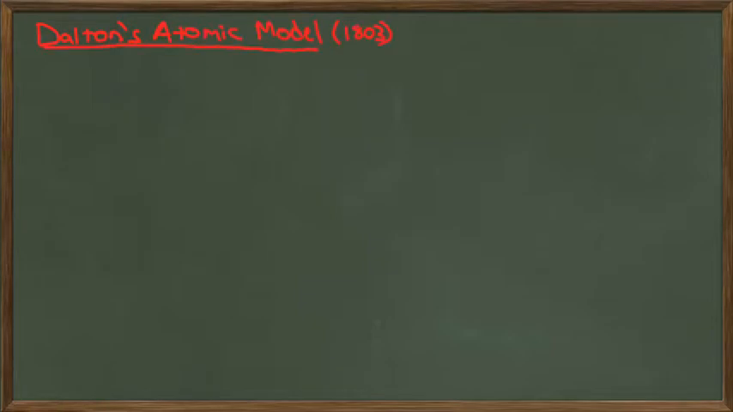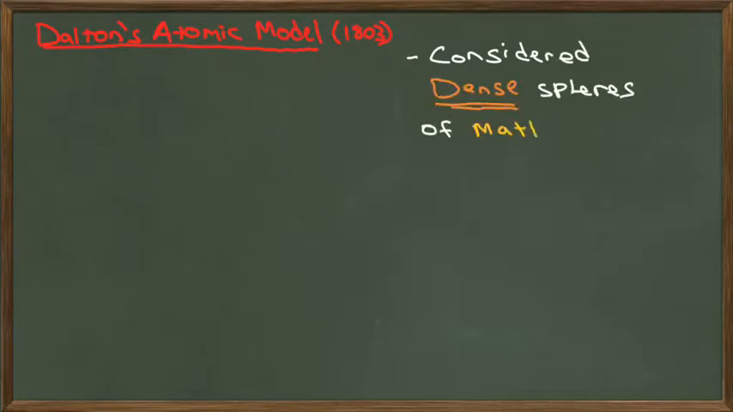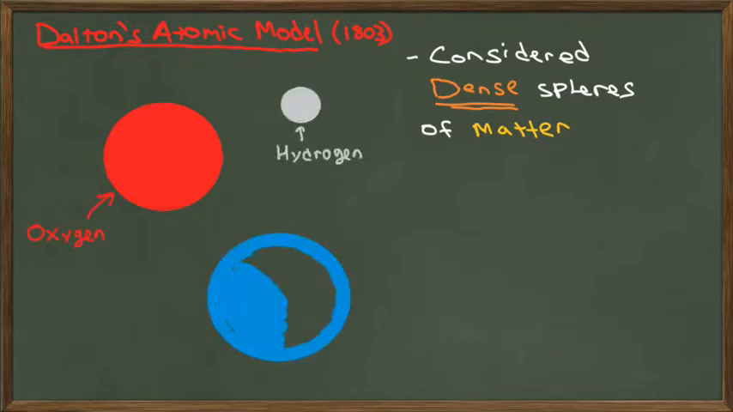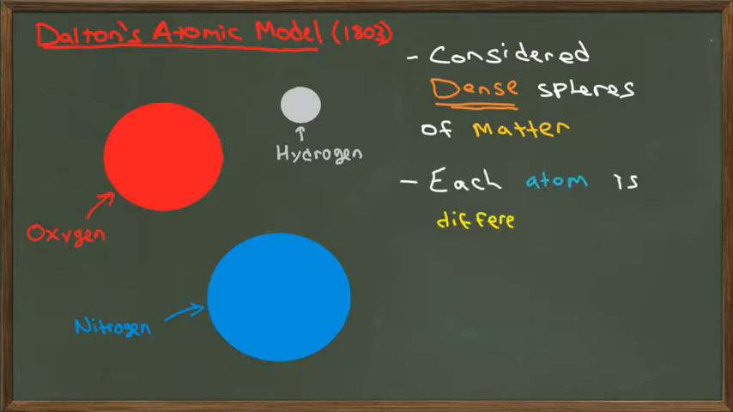It came around in 1803. So in this model, he considered atoms to be dense spheres of matter. Each atom was different from one another. So that's what we're seeing here. We're seeing oxygen, hydrogen, and nitrogen. All of them are dense. All of them are different from one another. So each atom, of course, is different from one another.